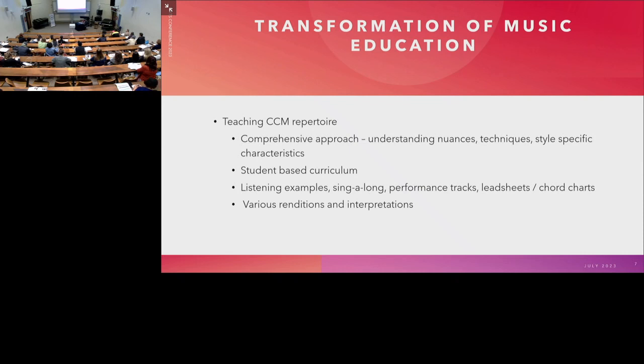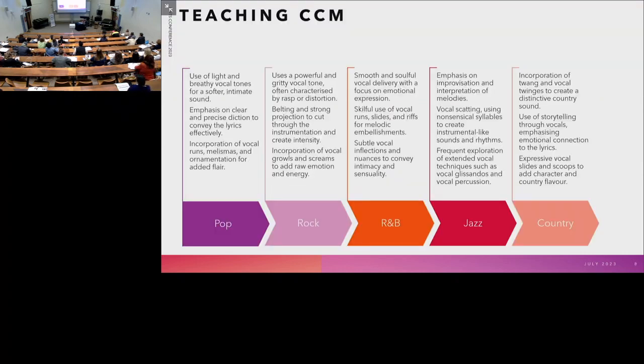So, if we're looking at teaching repertoire, just the different approaches of teaching CCM, I'm just going to highlight a few of them. If we're looking at, for instance, rock music, it uses a powerful and gritty vocal tone, often characterized by rasp or distortion. You can think already of instruments that go with a rock band, distortion guitars, so we're mimicking the same thing. Belting and strong projection to cut through the instrumentation and create intensity. Incorporation of vocal growls and screams to add raw emotion and energy.